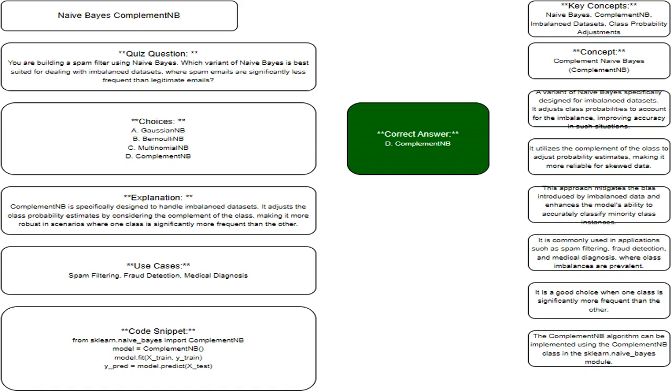Naive Bayes is a probabilistic classification algorithm based on Bayes' theorem. It assumes independence between features, making it computationally efficient. It is commonly used in spam filtering, sentiment analysis, and medical diagnosis. Spam filtering means classifying emails as spam or legitimate based on word frequencies and other features. Sentiment analysis means determining the sentiment of a piece of text as positive, negative, or neutral.